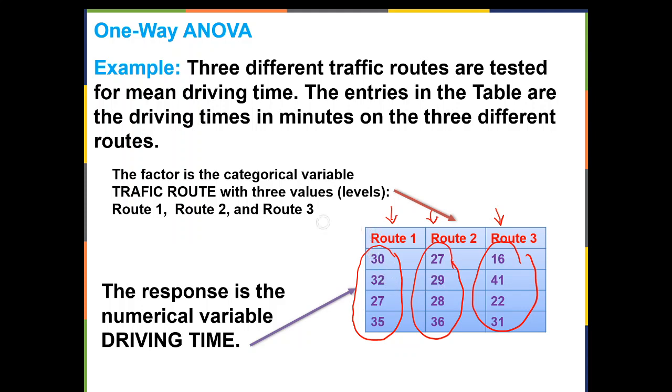So here the categorical variable is this variable up here, right? The factor is a categorical variable, and that is the traffic route. And the values of that variable are route 1, route 2, and route 3. Now the response variable, the response, is the numerical variable driving time. How long does it take each person to go through that route to reach the destination?